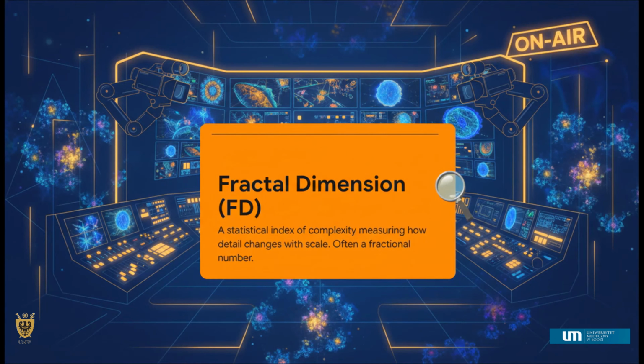So what exactly is fractal dimension? Well, you can think of it simply as a measure of complexity. You know, in standard geometry, a line has one dimension, a square has two. It's pretty simple. But fractal dimension uses fractions to describe just how much detail and irregularity a shape has as you zoom in closer and closer.